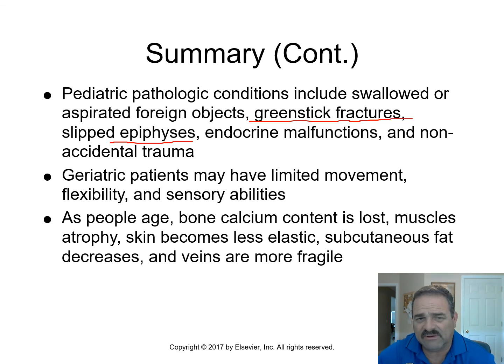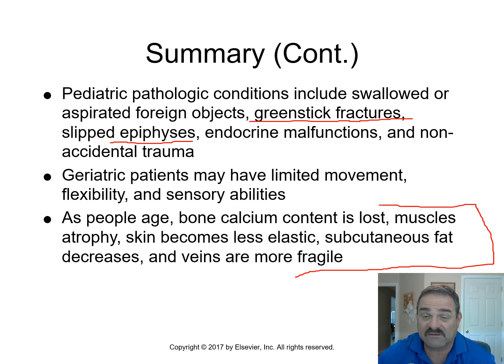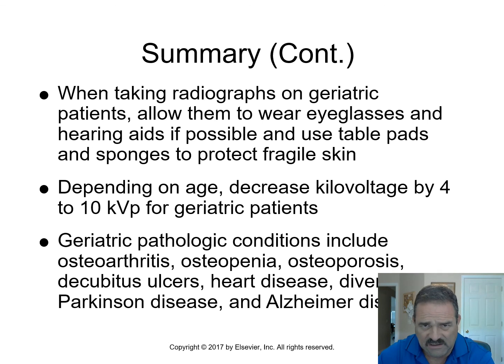Geriatric patients may have limited movement, flexibility, and sensibility, so keep that in mind. Also keep in mind the things that happen with aging, okay, all this stuff, and remember that we can cause tissue damage problems, muscle problems, because we're just not paying attention, okay? Be careful. Taking radiographs on geriatric patients, allow them to wear their eyeglasses and hearing aids if possible. Use table sponges and pads. Depending on age, decrease kilovoltage by 4 to 10 kVp for geriatrics. And also geriatric pathological conditions, the stuff we're looking for. Keep that in mind.